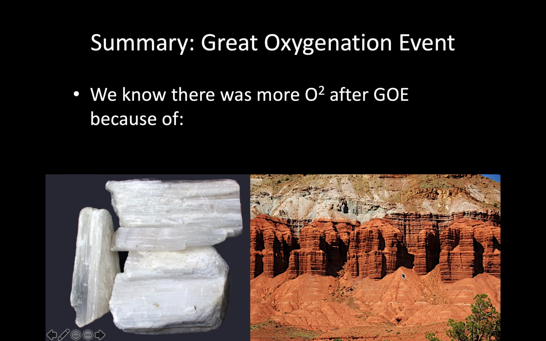We know there was more oxygen after the GOE because of the presence of this mineral here, which is called gypsum. Gypsum, the mineral formula being CaSO4·2H2O, I believe, okay, has a lot of oxygen in its system bonding with that sulfur. So we need lots of oxygen for gypsum to form. We also here have red beds.